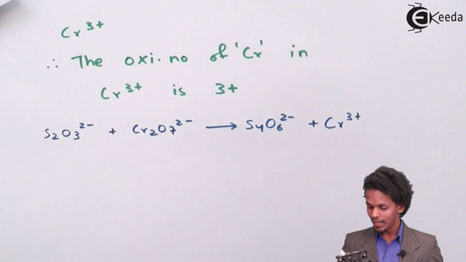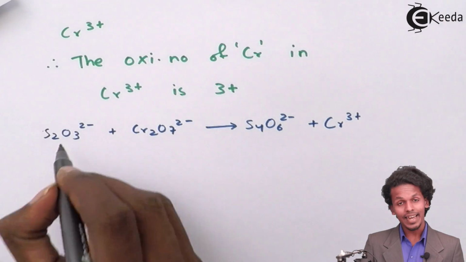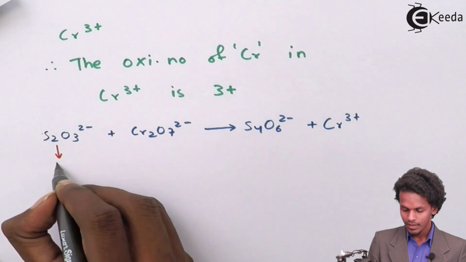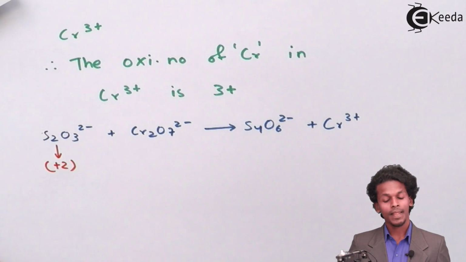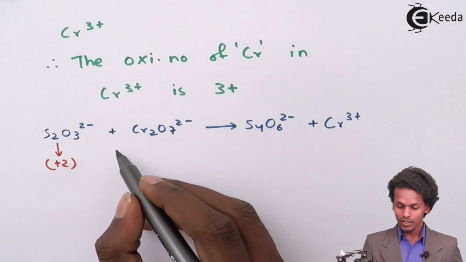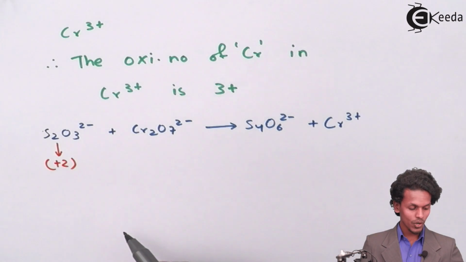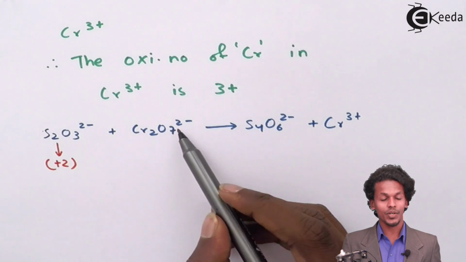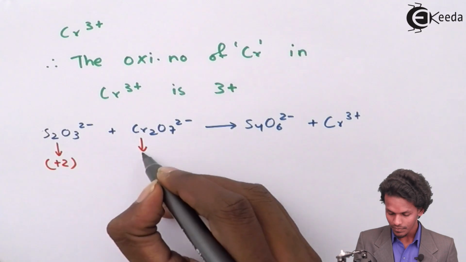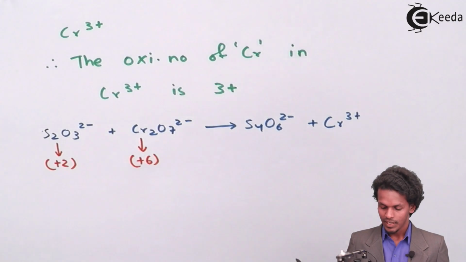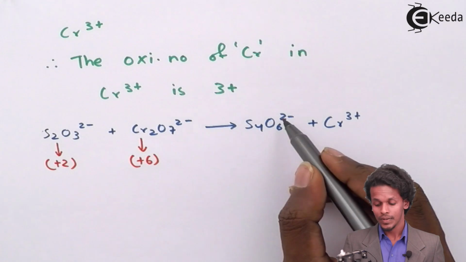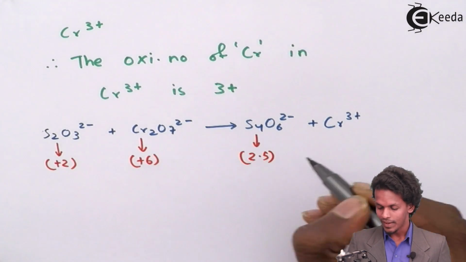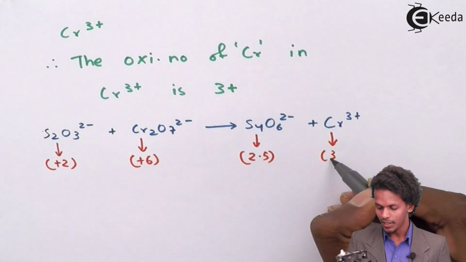So the oxidation number that we have calculated for sulfur in S2O3 was found to be 2 plus, while that of chromium in Cr2O7 2 minus was found to be plus 6, while in the case of S4O6 2 minus sulfur was found to be 2.5, while that of chromium the oxidation number is 3 plus.